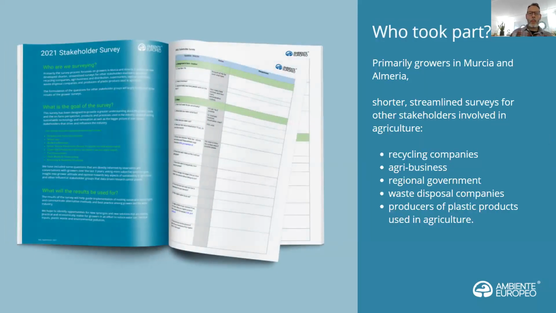So this was primarily focused at the growers in Murcia, and actually one grower in Almeria. The majority of these growers are working with open field crops. We also asked very short questionnaires of other stakeholders in the sector to give some context, some corroboration, and better understanding of some of the questions that we actually needed to ask the growers in the first place.